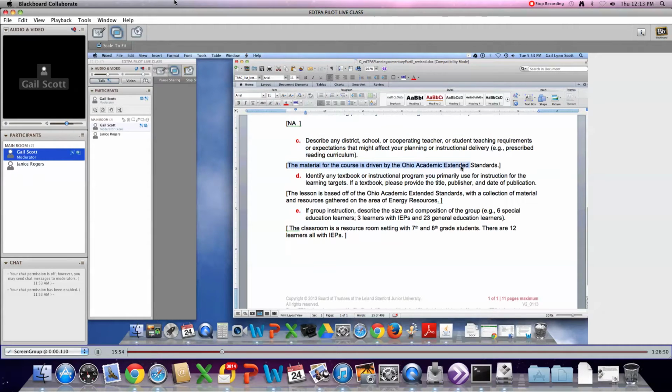Now, this answer, the material for this course is driven by Ohio Academic Content Standards. Well, all instruction is supposed to be driven by Ohio Academic. Oh, extended. There's the key point there, that the student was being taught using the extended standards, okay? So that's what's different. Most of you will be doing Common Core standards. Some of you might be doing extended standards.